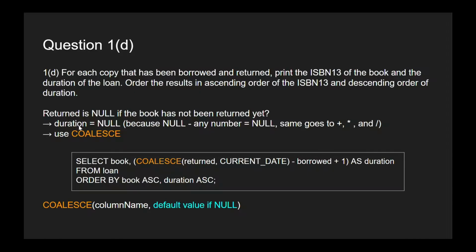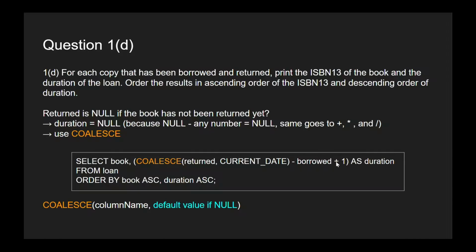We can use this thing called COALESCE, if I pronounce it correctly. What COALESCE does is it substitutes the null value with some default value. The formula is something like this. If you look at this query, if the return is not null, it means that the book has been returned. So we'll take the return date minus the borrow date plus 1.